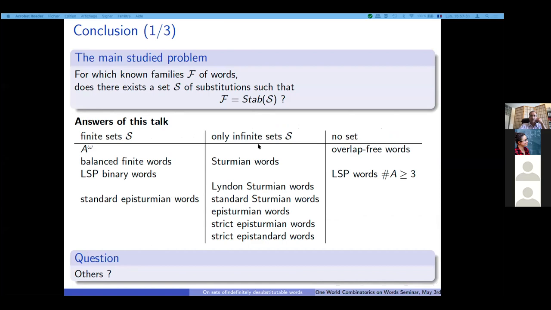It is maybe tricky to show that all the characterizations use in some way the morphism L or the morphism R. And maybe there are other characterizations using other morphisms.